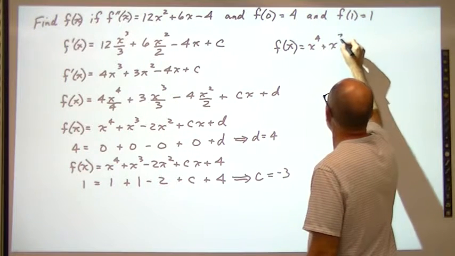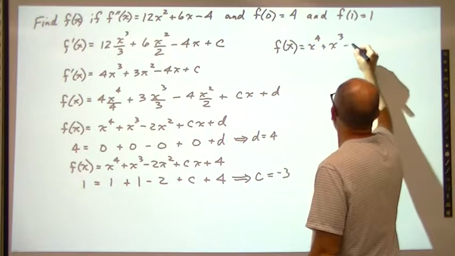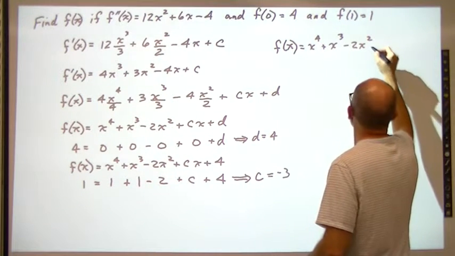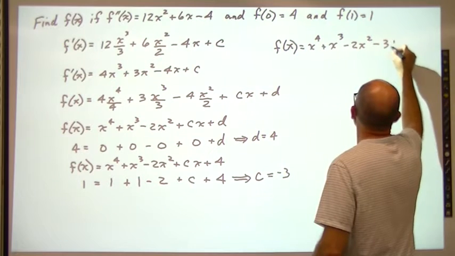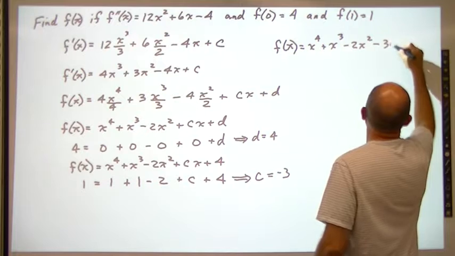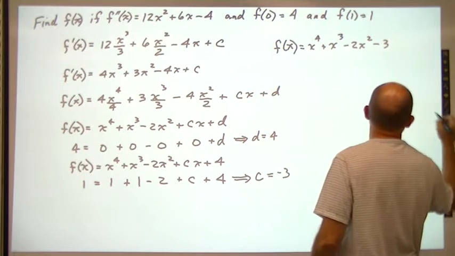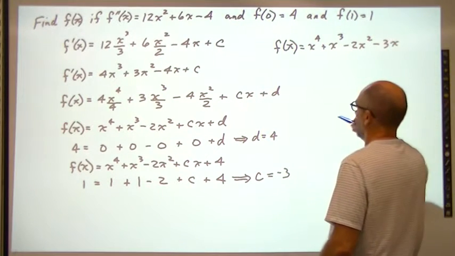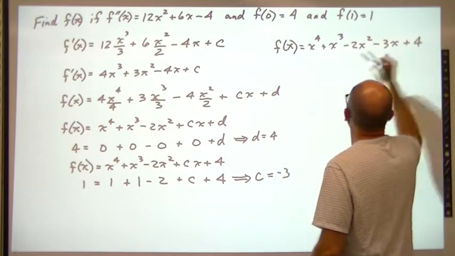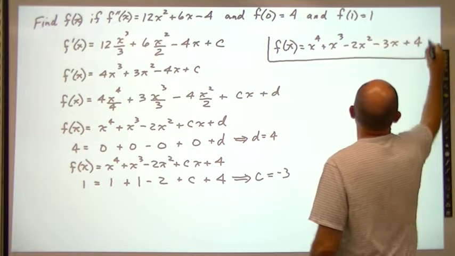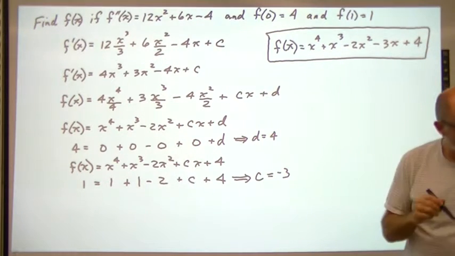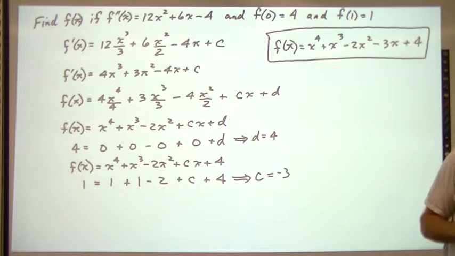So my final answer is f of x equals x to the fourth plus x cubed minus 2x squared plus cx, which means minus 3, rats. Oh, that just burns. Minus 3x plus d, which is 4. Bam, there it is.